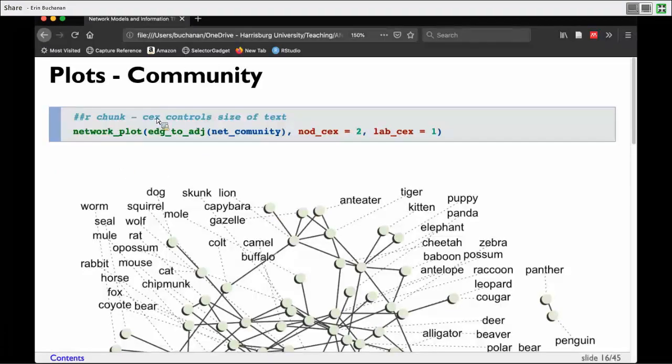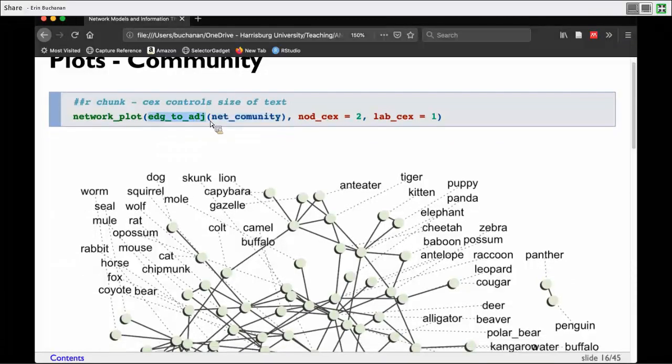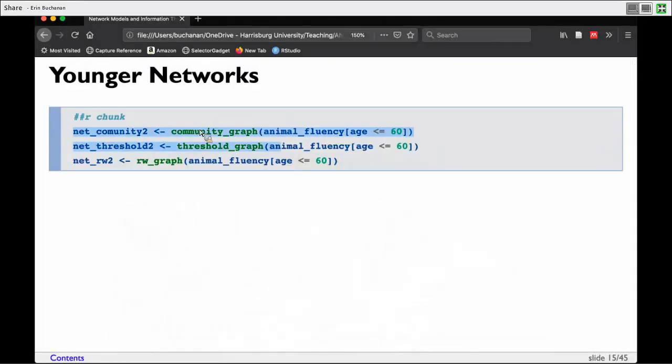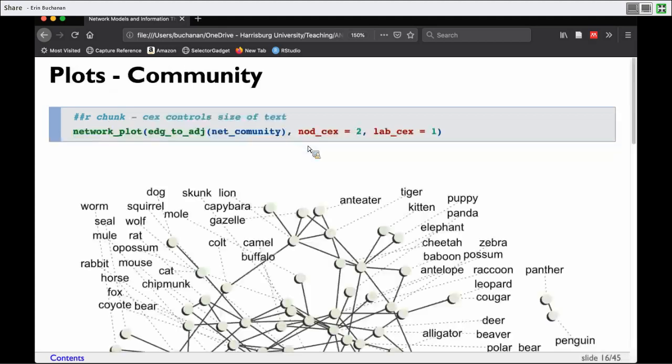So let's look. To build the plot itself, we take that saved memnet object, okay, and we tell it edge to adjacent and make that plot. And so the plotting function plots whatever's there. This function is what creates the edge statistics. Now this here is the size of the node, and I think this is the size of the label. So you can change these so they're a little bit more readable.